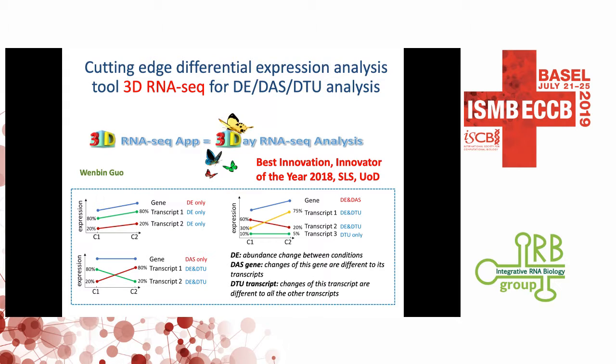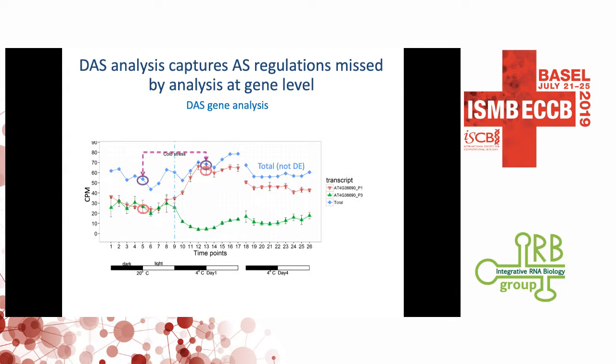After you get the quantifications from the RNA-seq data, the next step is differential expression. We developed a tool called 3D RNA-seq, which carries out differential gene and transcript expression, and also differential alternative splicing and differential transcript usage. This shows 3 examples. Here you have differential expression at the gene and transcript level, but no change in alternative splicing. Here you have changes at the alternative splicing level, but no change at the gene level. In this case, you have changes at both. This example shows the importance of differential alternative splicing analysis.